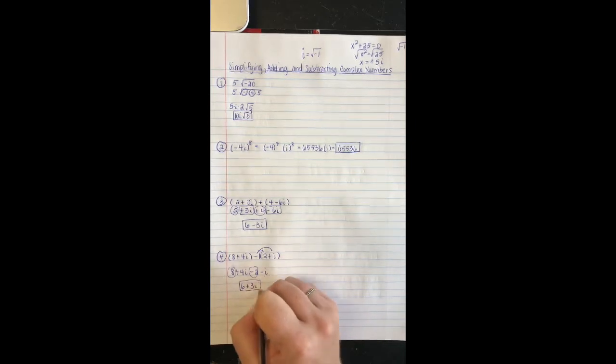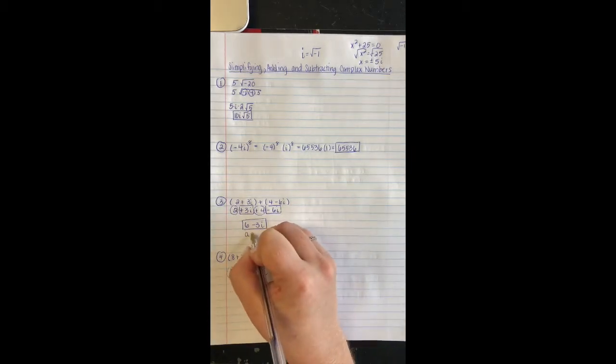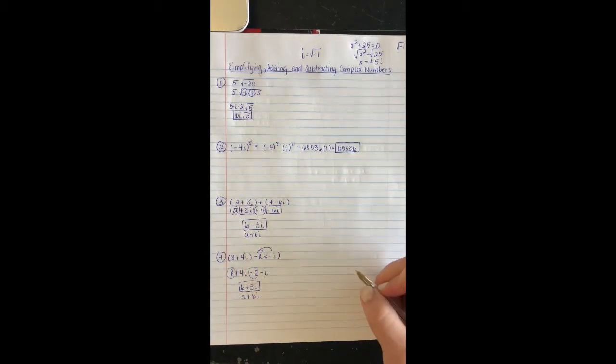Again, you generally want to write your answer in what we say is a plus bi form, where you write the real component first and then the imaginary component second.